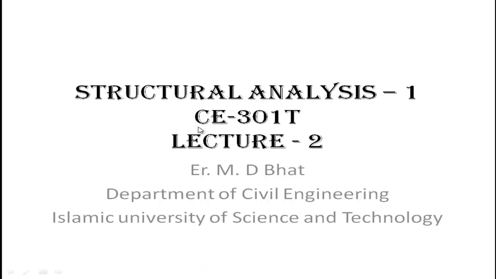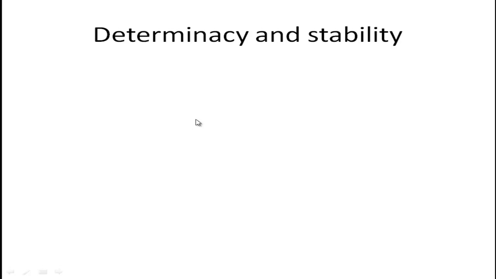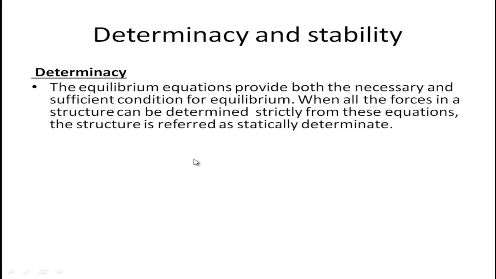Now we will learn what the determinacy of a structure and the stability of a structure are. First one is determinacy. The equilibrium equations provide both the necessary and the sufficient condition for equilibrium, as you have learned from your previous class about the equilibrium equations. When all the forces in a structure can be determined strictly from these equilibrium equations, then the structure is referred to as a statically determinate structure.